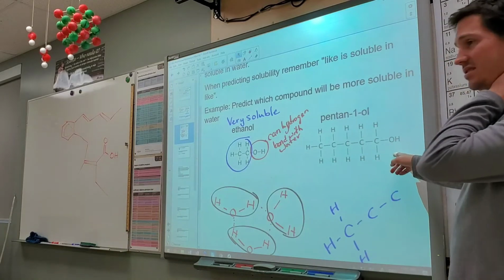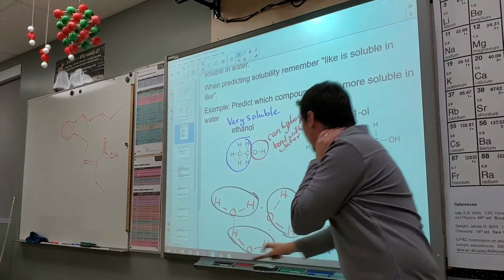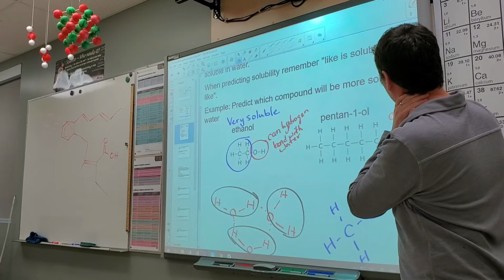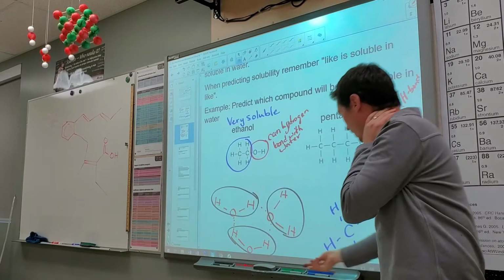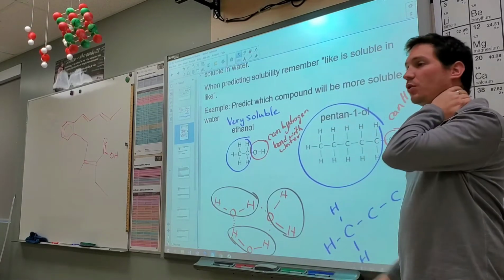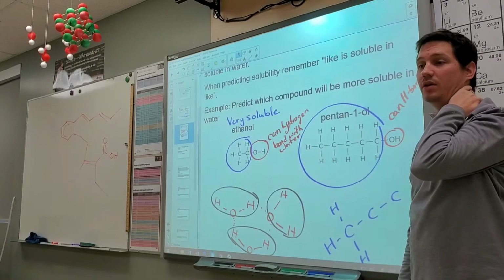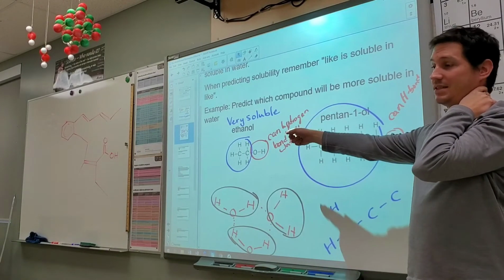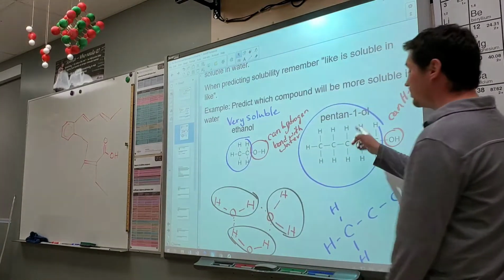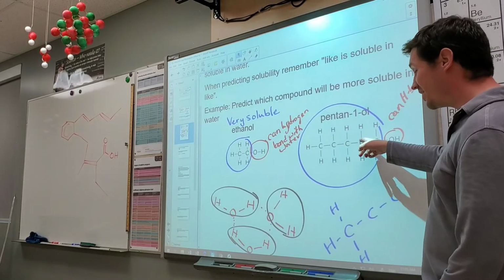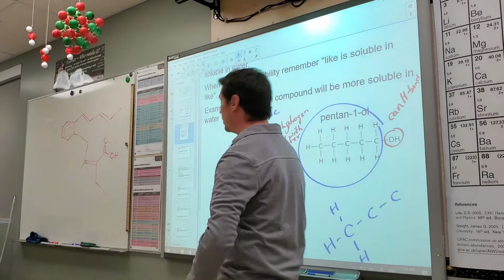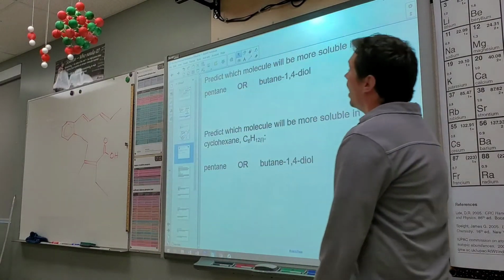But what about this? Here, this part again, right? That part can hydrogen bond. But what about this part? No. So which one of these is going to be more soluble in water? The tiny one, the one with the teeny tiny little hydrocarbon end, right? This part is not soluble, and so overall this molecule is less soluble than that one will be. I don't know, hopefully that makes sense.